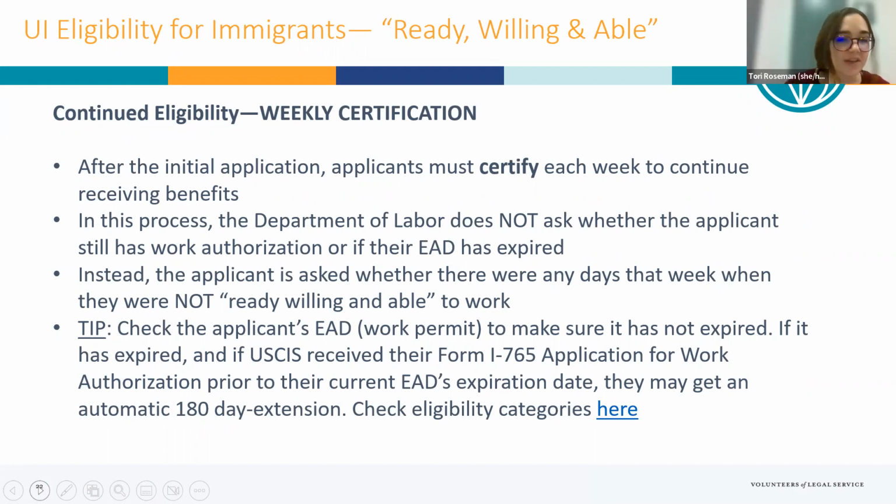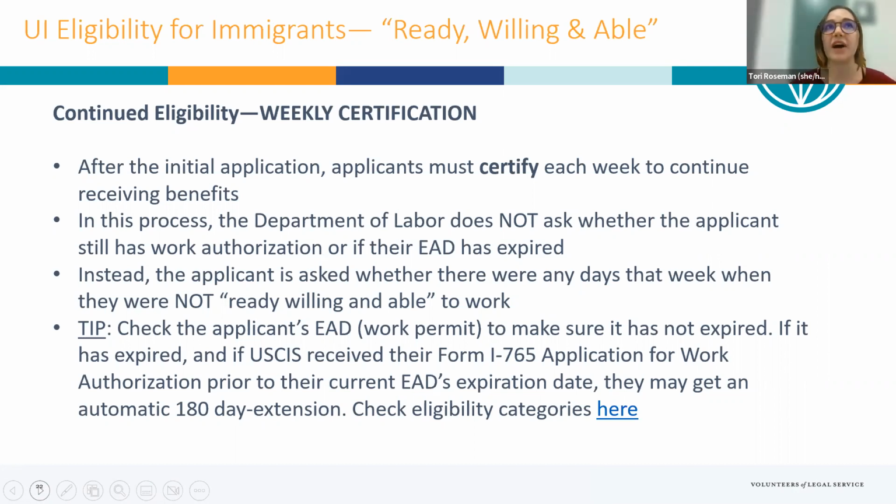And just to continue this discussion about eligibility, and again, we're hoping to sort of put eligibility all together. After a claimant makes an initial application, that claimant has to certify every week in order to continue receiving benefits. And we'll talk about certification in just a moment. Now, what's important for immigrants as part of this process is that the Department of Labor does not ask at all whether or not the applicant still has work authorization when they're asking these weekly questions, or if their EAD has expired. So instead, the applicant is asked whether or not there were any days where they were not ready, willing, and able to work. So what's important is that if the EAD expires, they're no longer ready, willing, and able to work, and therefore should answer no to that question, right?